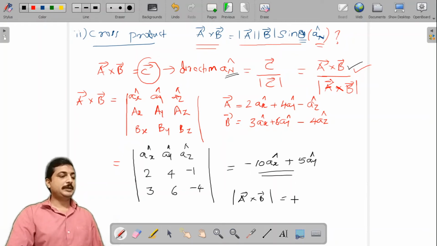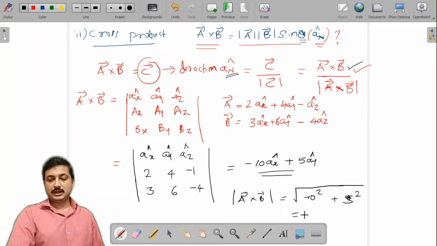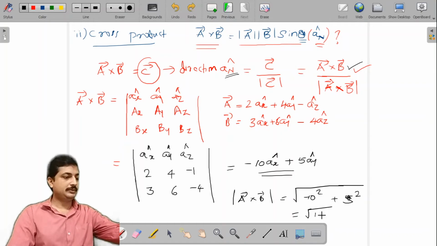So that is nothing but square root of minus 10 square plus 5 square. So this is my magnitude. So how much I will get? Square root of 10 square and 5 square. So that is square root of 100 plus 25. So 125. Okay. So that is square root of 125.